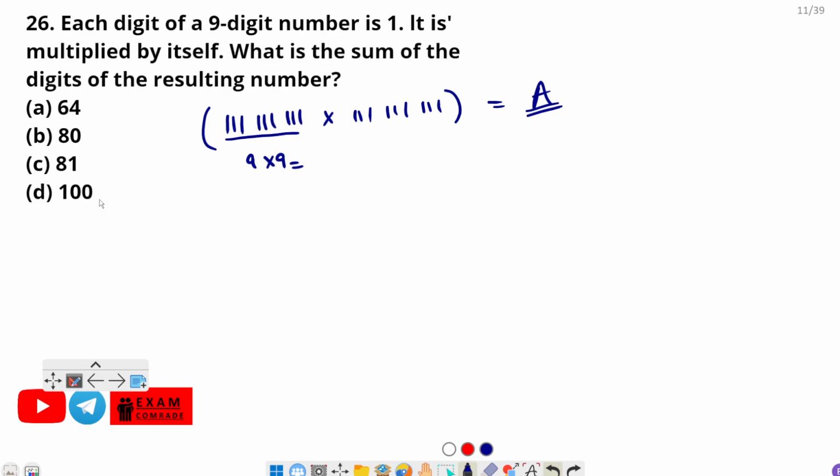Let's check the options. 64 is not a multiple of 9. 80 is not a multiple. 81 is the answer, right? You can mark it directly. But if you don't know digital sum, let's solve the problem.